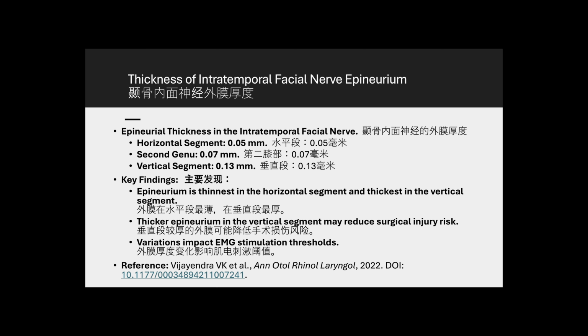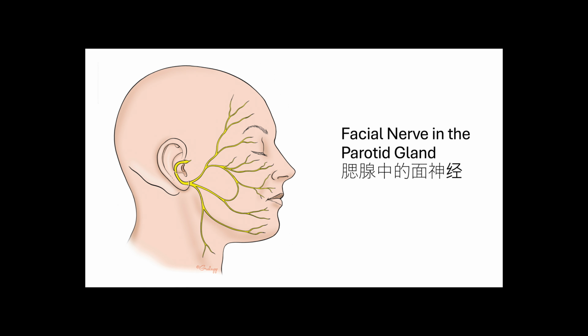A thin epineurium in the horizontal portion makes the nerve more vulnerable to surgical manipulation, whereas a thicker epineurium in the vertical segment provides greater mechanical protection and may lower the risk of iatrogenic injury. These variations also influence EMG stimulation thresholds. Regions with thinner epineurium conduct more easily and require lower current to evoke a response, while thicker segments may require higher current levels.